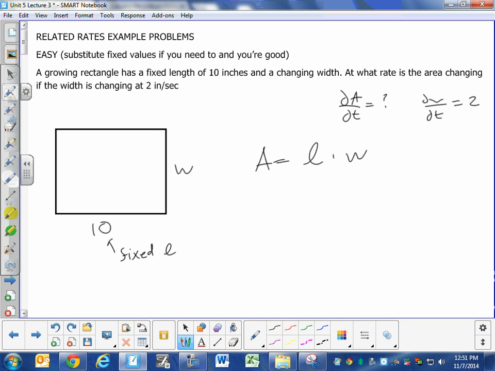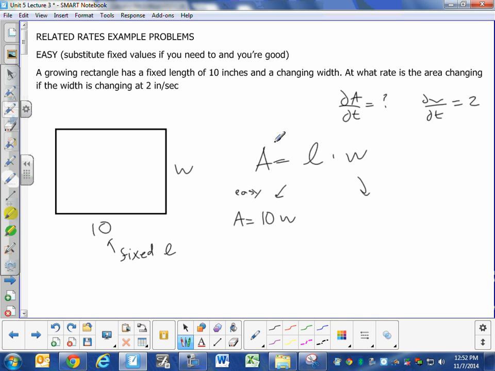Now, there are two ways to do this problem. And you'll see in your book or maybe online, one book will do it one way, some will do it the other way. I like to do it the easy way. I like to keep things simple. Here's how we keep things simple. Since the length is 10 and it'll always be 10, I can plug in the 10 for my length. It'll always be 10. It's never changing. Boom, I can plug it in.